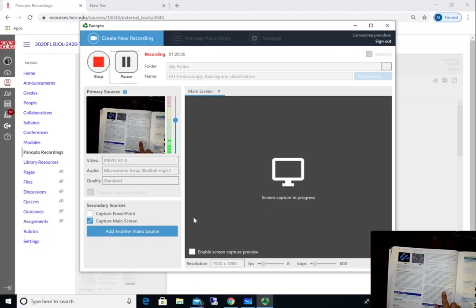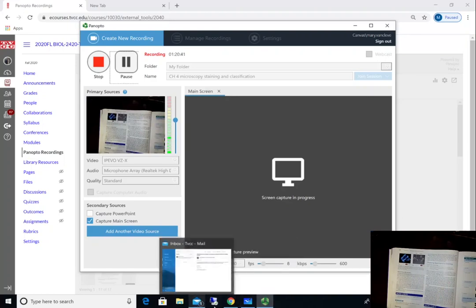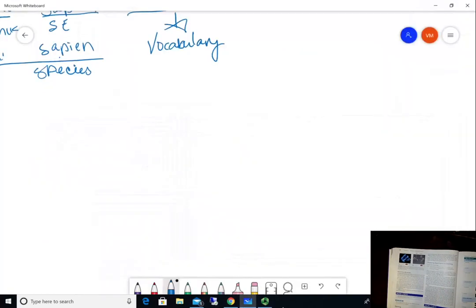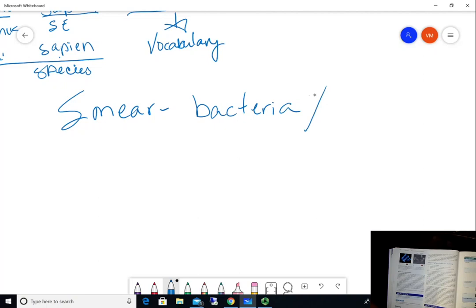Now, when we do this with the bacteria, we have to first prepare what we call a smear. Okay? So there is a step-by-step procedure to create a smear. And we'll talk about those whenever we go into our actual lab that does staining. However, I do want us to understand what a smear is. It's basically bacteria and water.